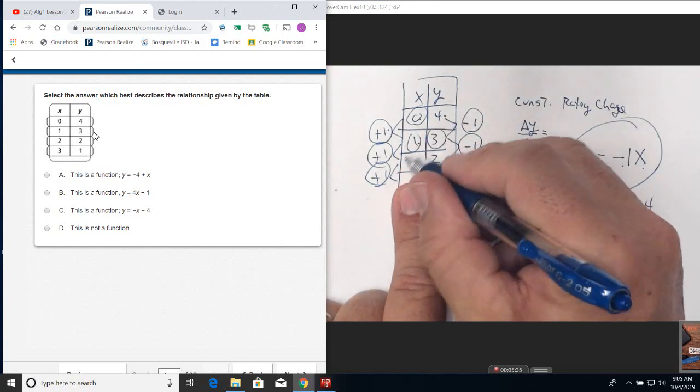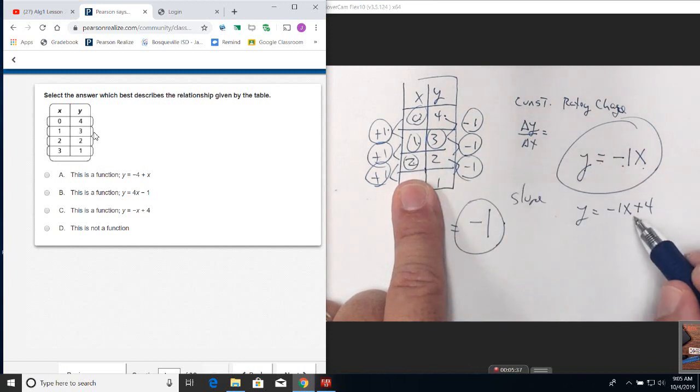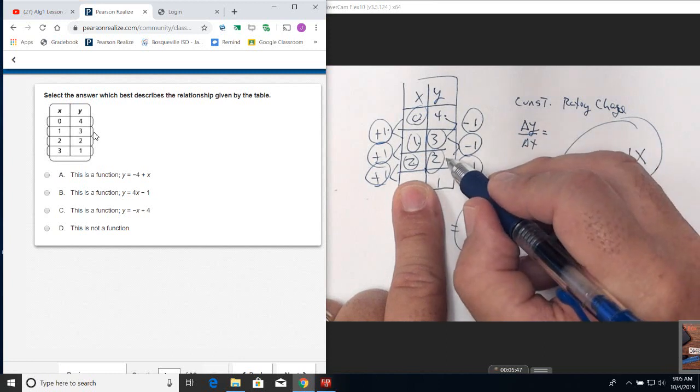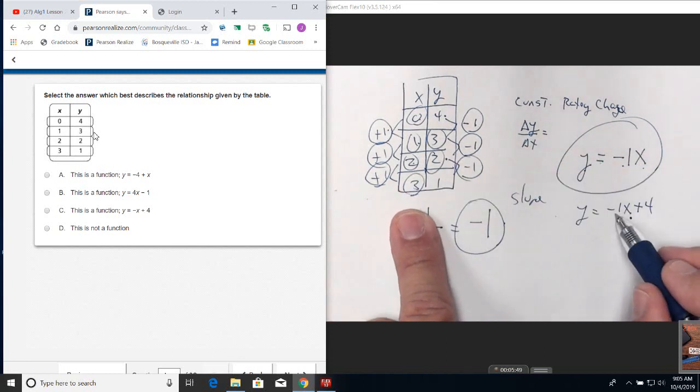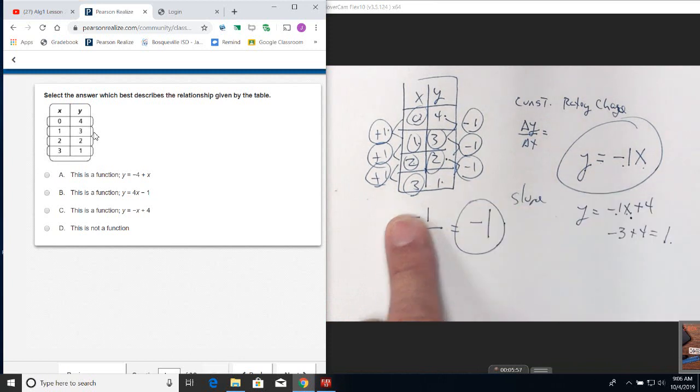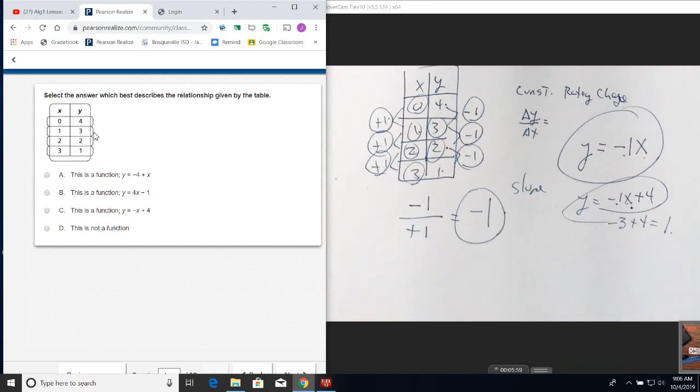It works out. Does it work out for this one? Plug in x is 2. -1 times 2 is -2, plus 4. What's -2 plus 4? 2. Very good. It works out for it, right? So y is 2. Let's try one more. 3. -1 times 3 is -3. Plus 4 is what? 1, like it's supposed to be. So we found the right function rule. It's -1 times x plus 4.